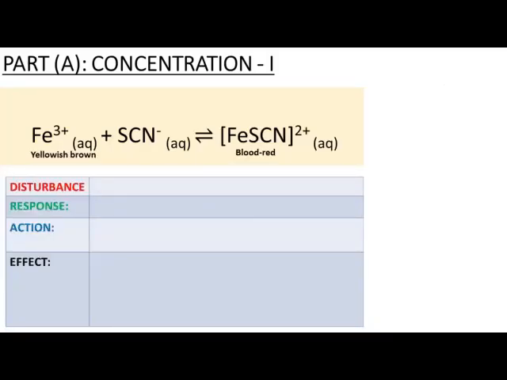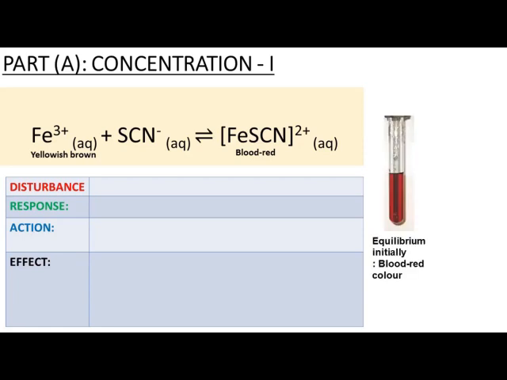Now, we shall apply the same concept to Experiment 5. In Part A of Experiment 5, an equilibrium system of iron(III) ion, thiocyanate ion, and thiocyanoiron(III) complex ion is being studied. Iron(III) ion is yellowish-brown in color, while thiocyanoiron(III) complex ion is blood red in color. Initially, the equilibrium is blood red in color as shown in the picture.